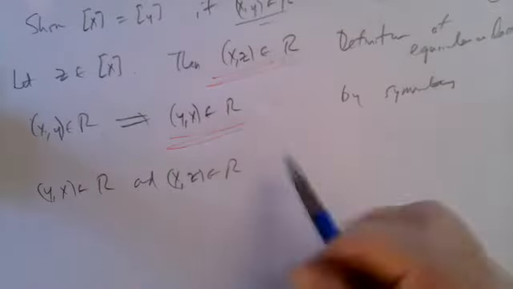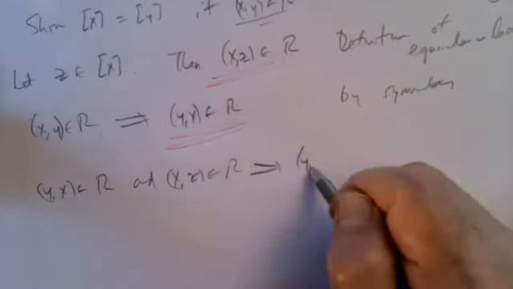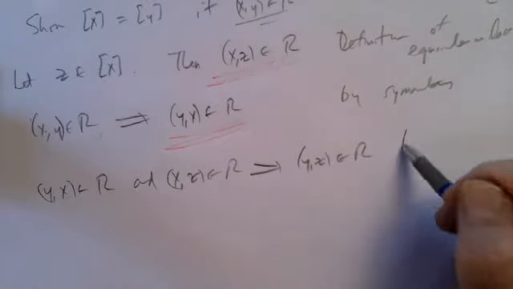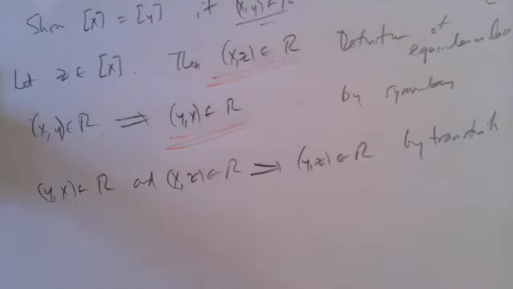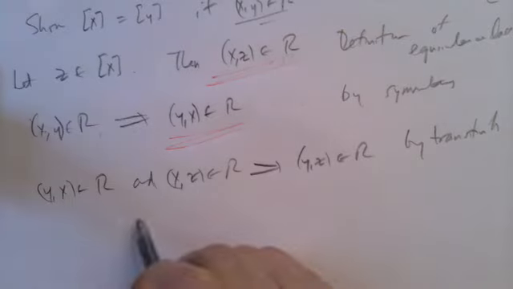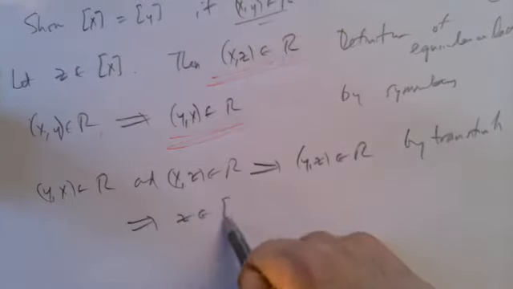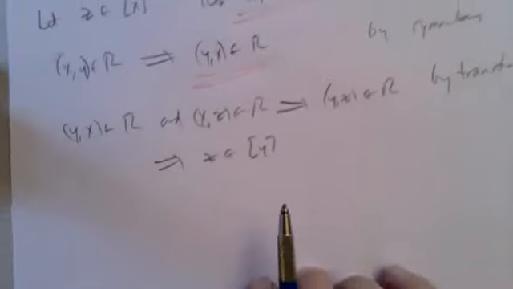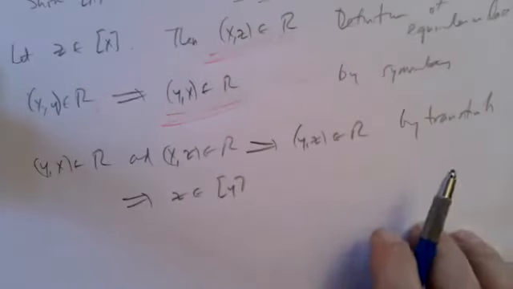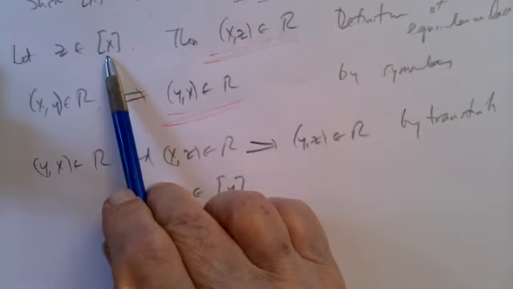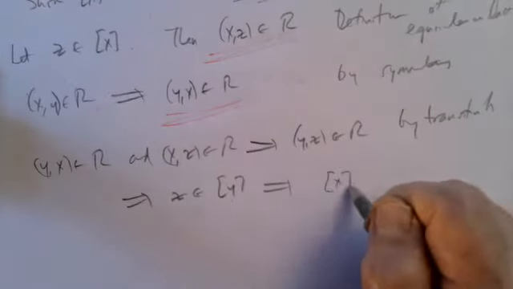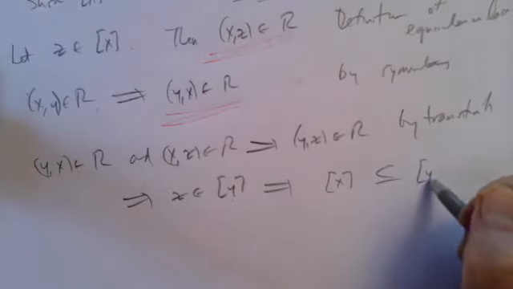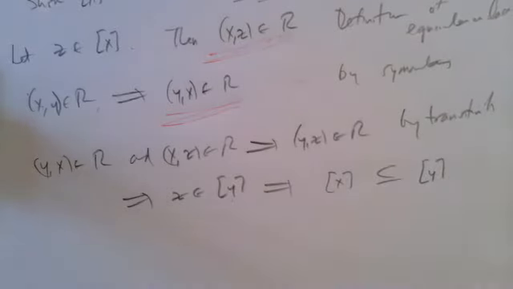And by transitivity, this means that YZ is in R, by transitivity, which means Z is in the equivalence class of Y. So what I just proved is that every element in the equivalence class of X is in the equivalence class of Y. So the equivalence class of X is a subset of the equivalence class of Y.